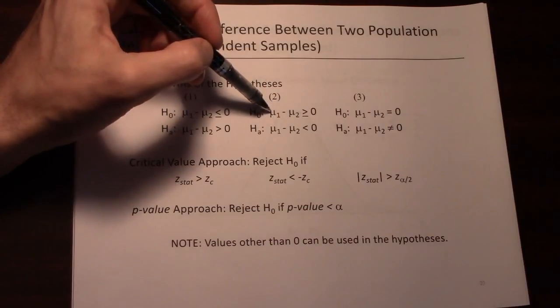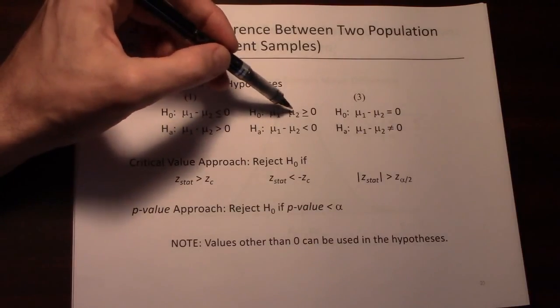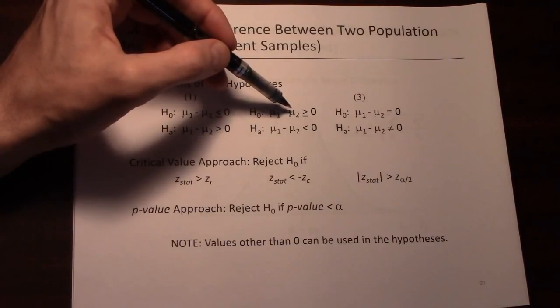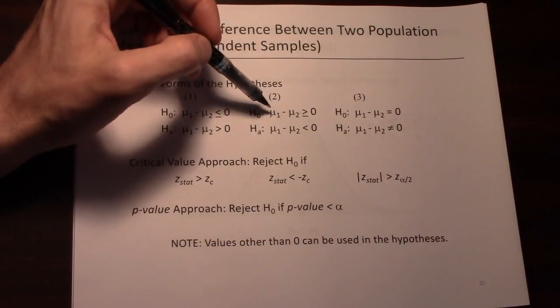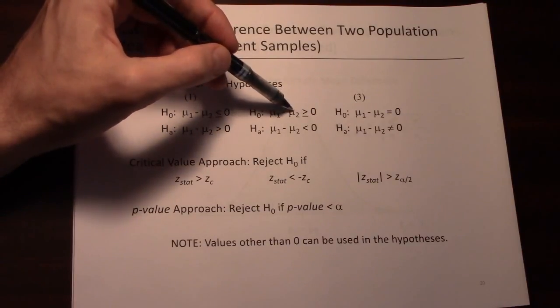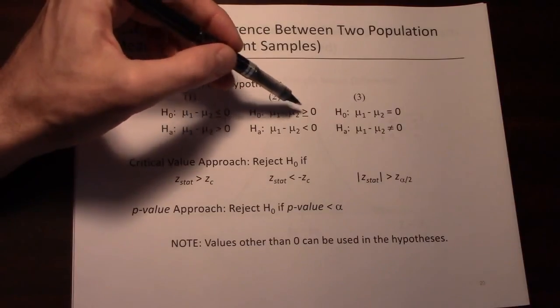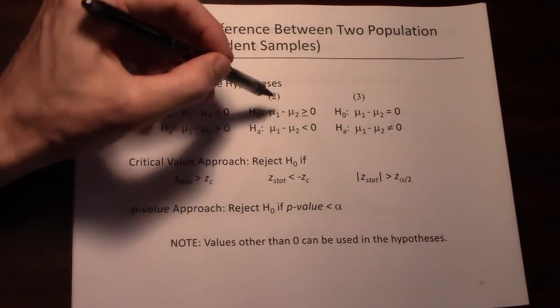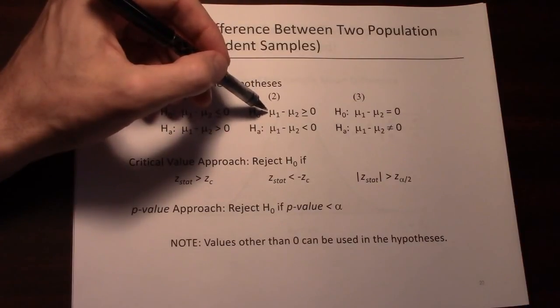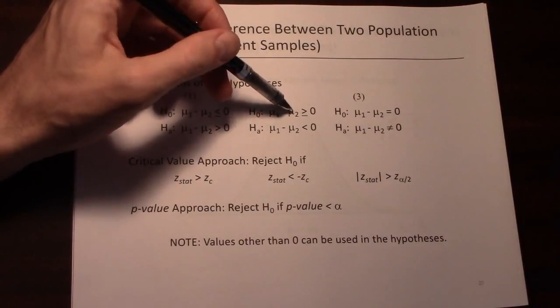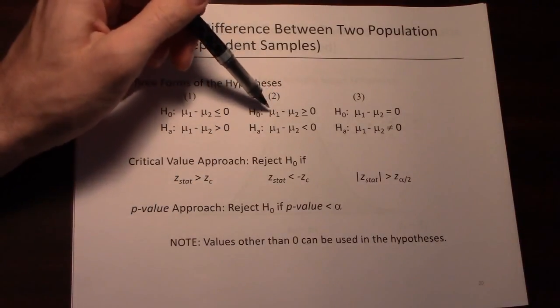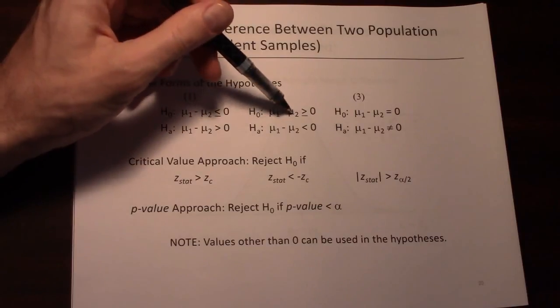So income in town 1, we think it's 70,000. Income in town 2, we think it's less than that. Maybe it's 69,000, maybe it's 50,000. So if this was 70 and this was 59, that would mean 11,000 would be the answer to this. Population 1 minus population 2 would equal 11,000, and that would be greater than 0. And what we're saying is, we think the population mean in town 1 is higher than the population mean in town 2. That's all we're saying by this 1 minus 2 is greater than 0.